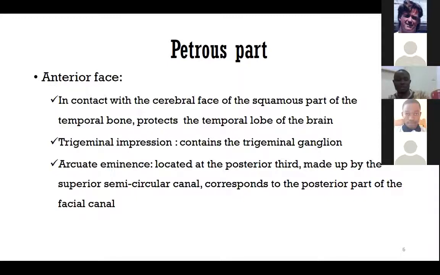We will also see on the anterior face the arcuate eminence. The arcuate eminence is one of the most important parts of the petrous bone because it is one of the main references when we perform surgery for something like Pott's tumor, that is suppuration that comes after infections of the auditory nerves. The arcuate eminence is located at the posterior third and is made up by the superior semicircular canal and corresponds to the posterior part of the facial canal. It is also important, like I said, because when we see it, we will know that inside of it is the semicircular canal.